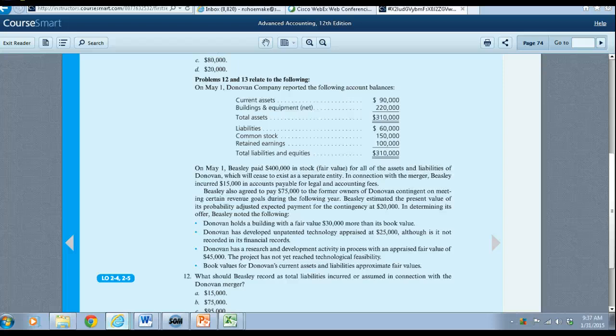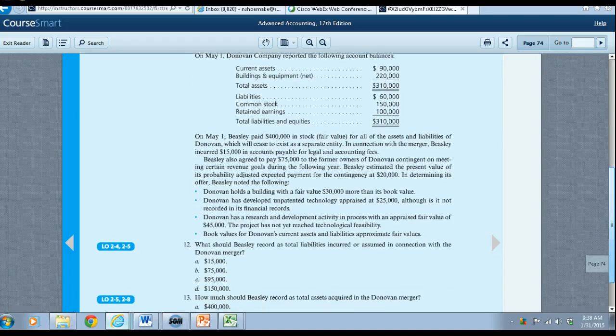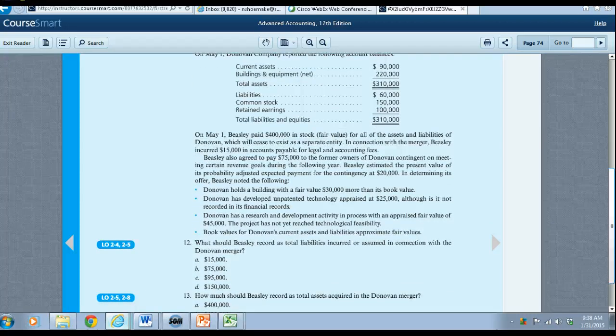Donovan has a research and development activity in process with a fair value of $45,000. And book values for Donovan's current assets and liabilities approximate fair values. What should Beasley record as total liabilities incurred or assumed in connection with the merger?